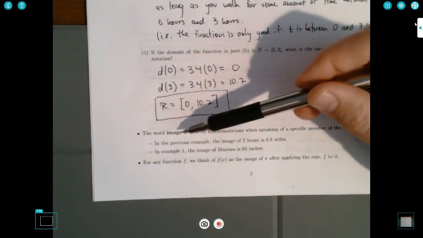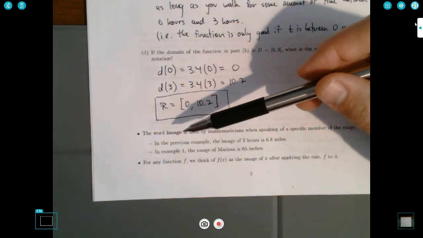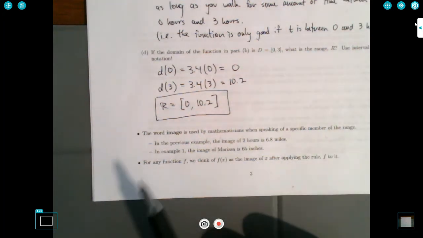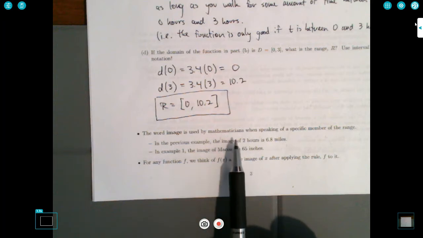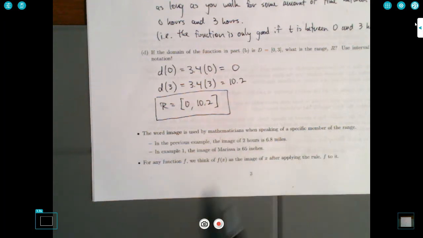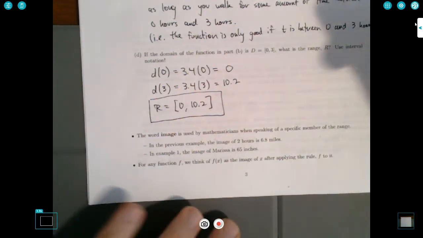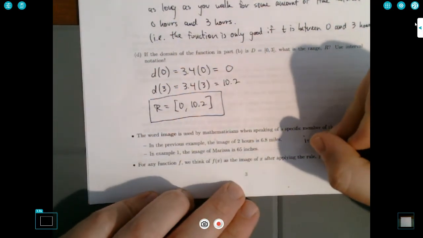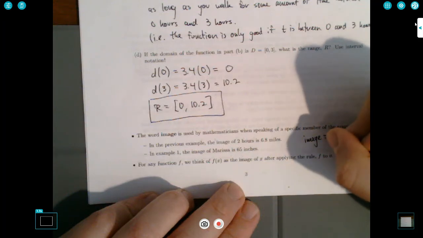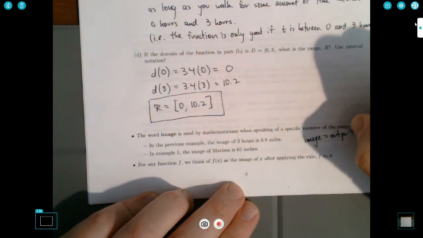So I think I mentioned this word on page 1 when we first talked about the definition of functions, but the word image is used by mathematicians when speaking of a specific member of the range. In the previous example, the image of 2 hours is 6.8 miles. In example 1, the image of Marissa is 65 inches. In other words, it's a particular output. So image is synonymous with output. So we say image equals output.